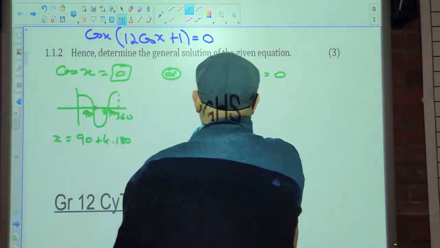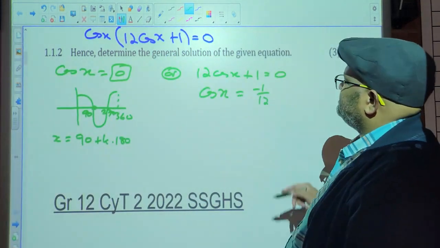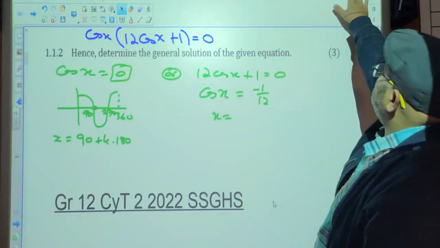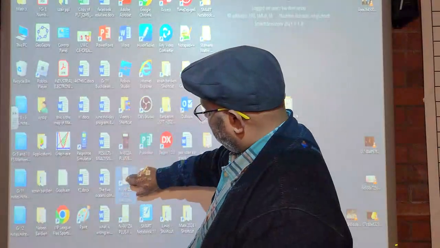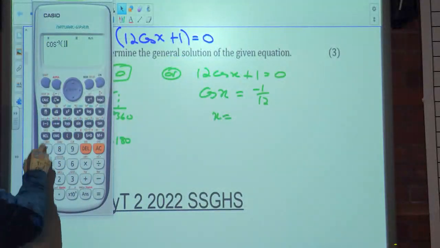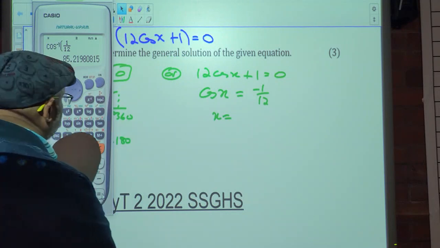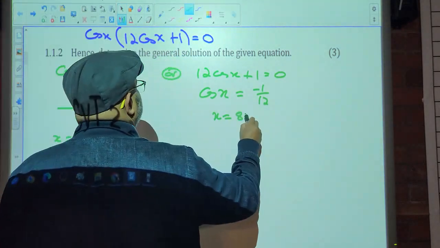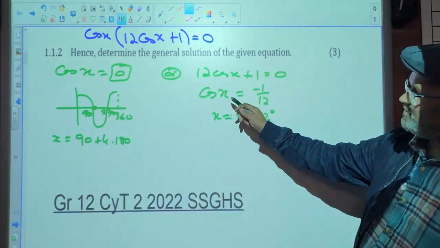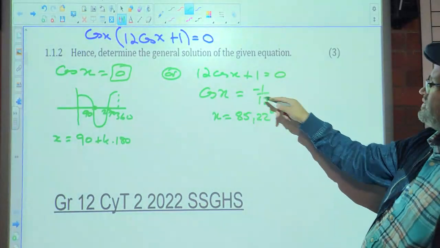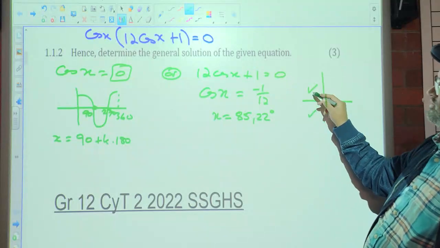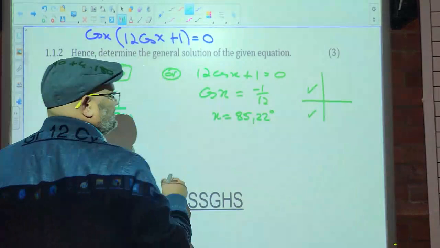And then we say 12 cos x is equal to negative 1, so cos x is equal to negative 1 over 12. So we then work out the inverse cos of 1 over 12. You will get 85.22. Alright. So the question we ask ourselves: in which quadrant is cos negative? Note that I haven't used the negative. So cos is negative, in quadrants 2 and 3.